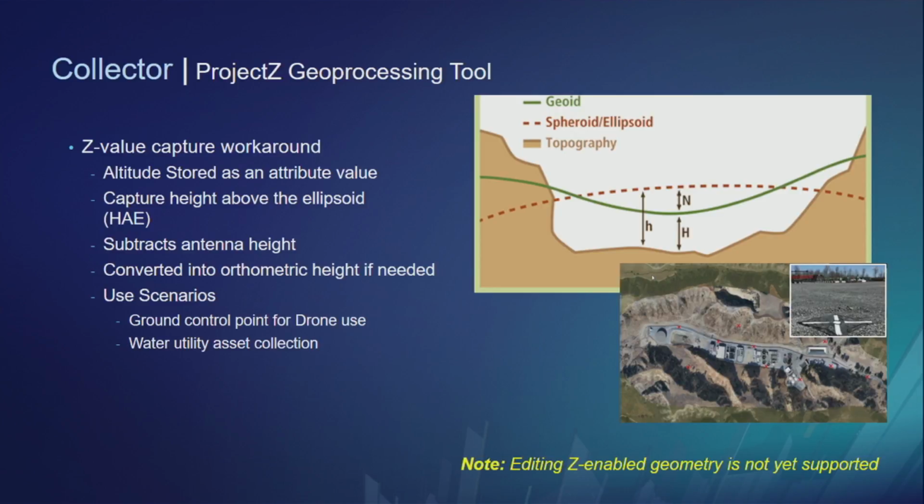So this tool is useful for water utility customers. When they collect the assets, they will use these tools. Another use case is people collecting ground control points for drone use. The screenshot here is actually Yucaipa Water District. We have like 18 control points collected using Collector.